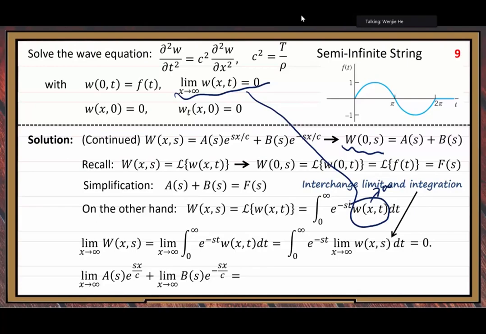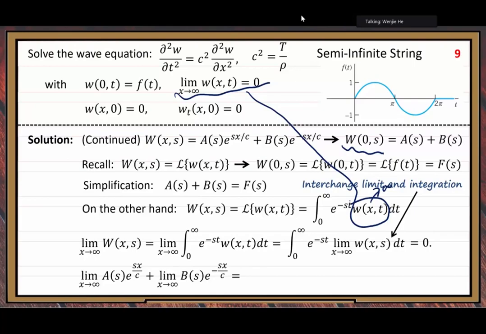The first limit. Little s is a positive constant, and little c is a positive constant. As x goes to positive infinity, this e part goes to infinity. The e function goes to infinity, multiplied by A of s, equals w. And W is 0, right?